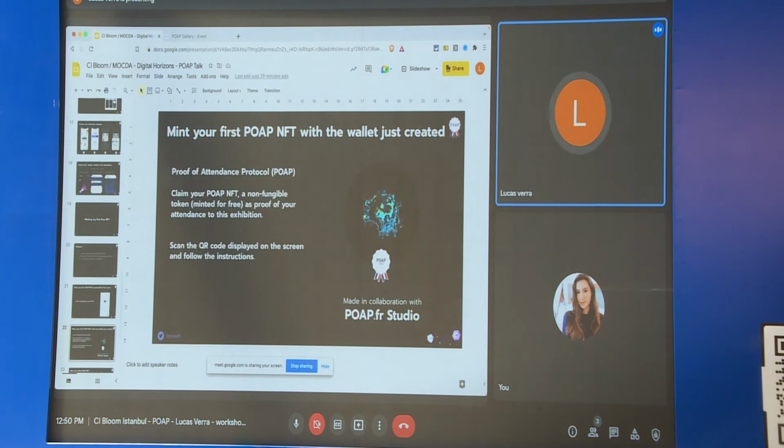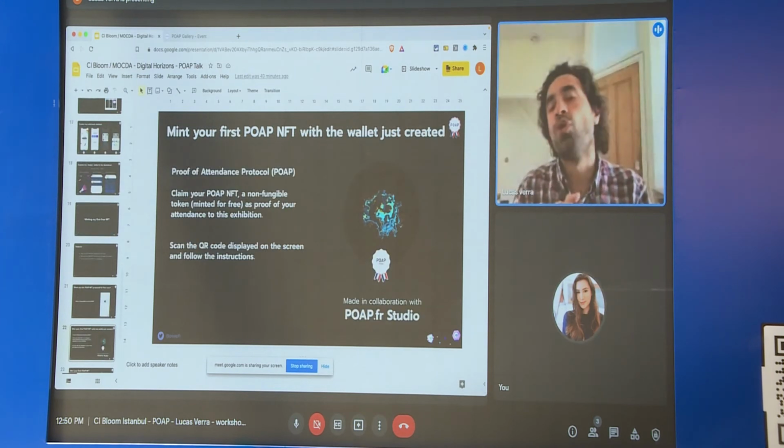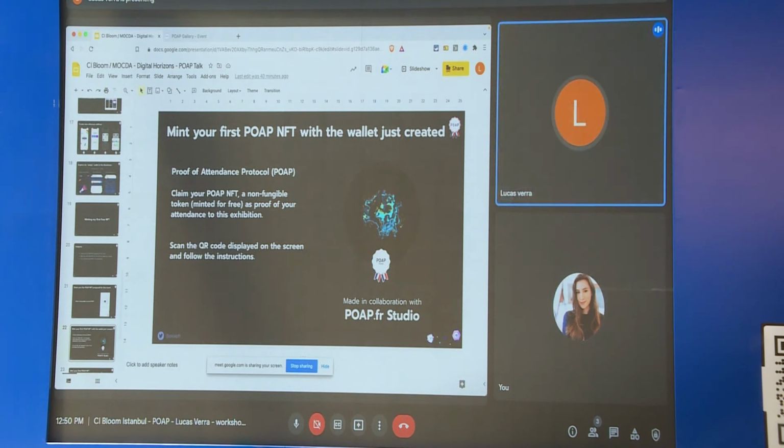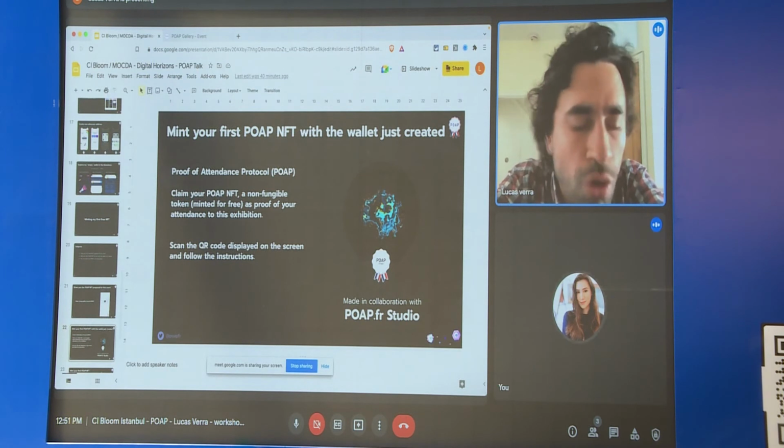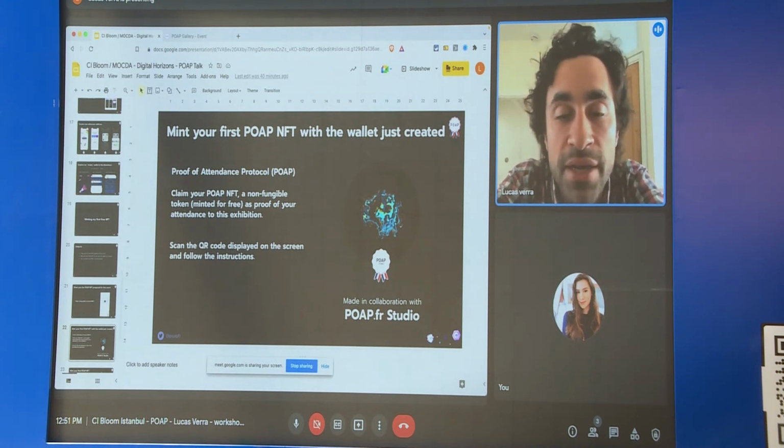You're going to mint your first POAP NFT with the wallet that you just created. Remember, POAP stands for Proof of Attendance Protocol, and it's a non-fungible token in the blockchain, a digital certificate that you will own in your wallet, showing that you've been here with me today. What will happen is that I will show you a QR code and you will have to scan it with your phone camera. Now that you have your Ethereum address in your phone memory, please go back to your home screen and prepare to scan the QR code.